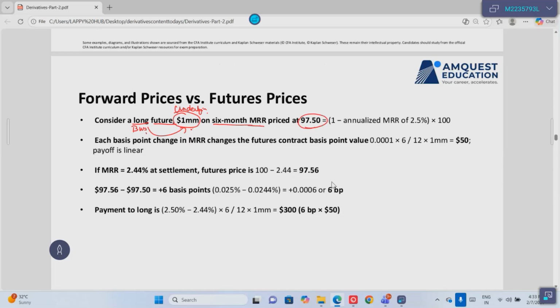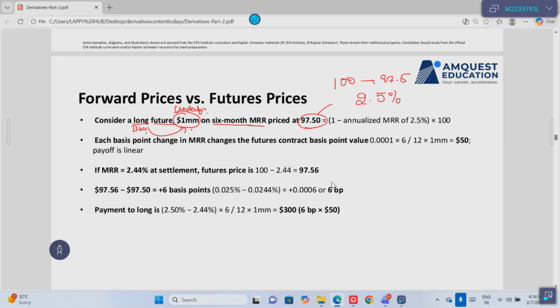Now, what is 97.5? Remember, 100 is the base. If I say 97.5, it means there's a 2.5% rate attached to it. So the pricing means the discount amount, that is 100 minus that pricing. So here I'm giving for a rate of 2.5%. Therefore, it's called 97.5. Now each basis point change in MRR changes the futures contract basis point value.